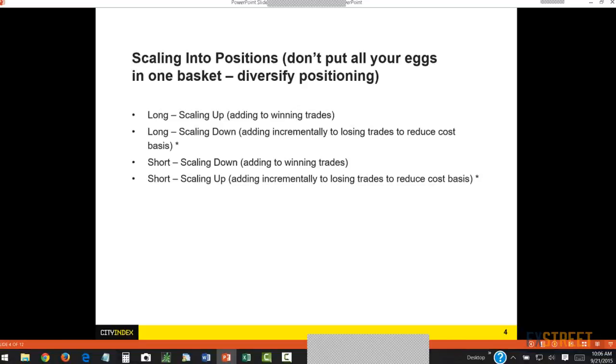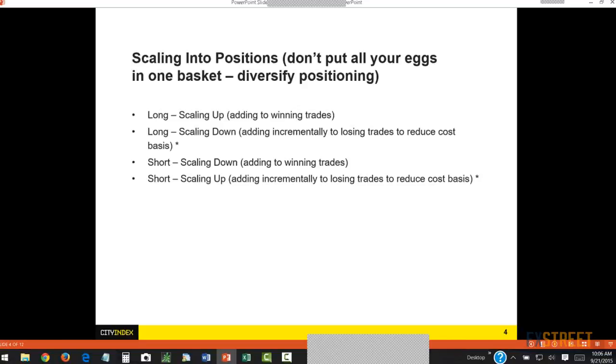Now, there are four different ways that I talk about scaling into position. And it depends really if you're long or short a particular market. But whatever direction you're going in, there are basically two ways to scale into position. One is scaling up. Let's say you're going long. Let's say, for example, you're going long euro dollar, just to make this as simple as possible. If you're going long euro dollar, scaling up would mean adding to your winning trades.